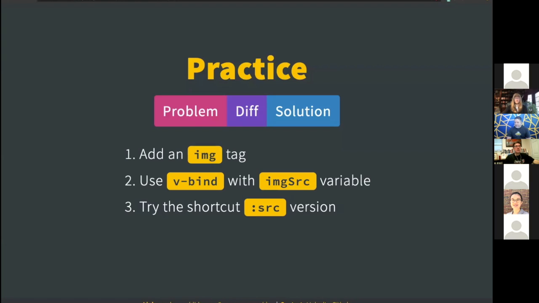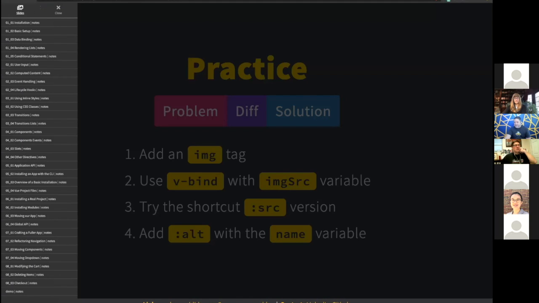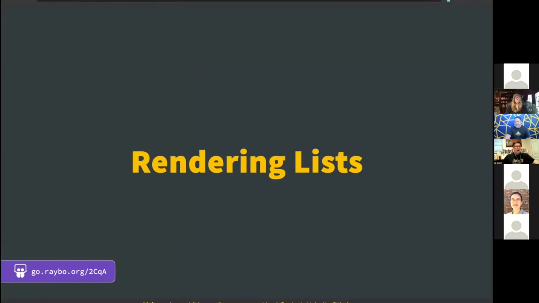And I didn't go over these, but you can take a look at them and just look at the solution diff or the problem. Okay, so that was data binding. One of the things that is really common when working with projects is going over a list of things. And this is where I think Vue.js really shines.